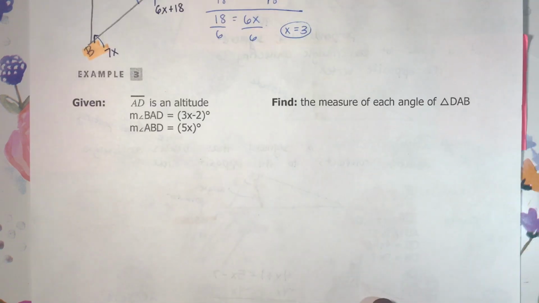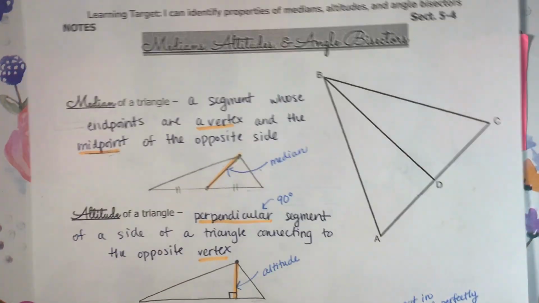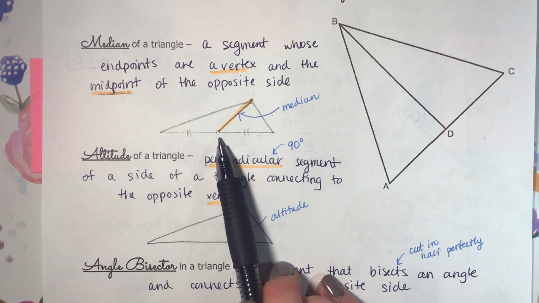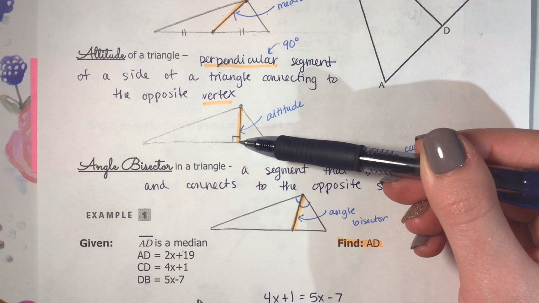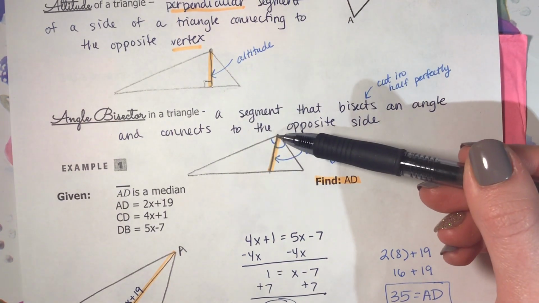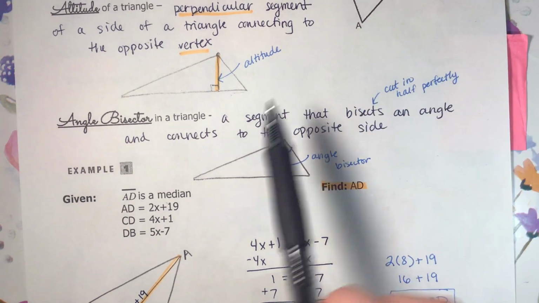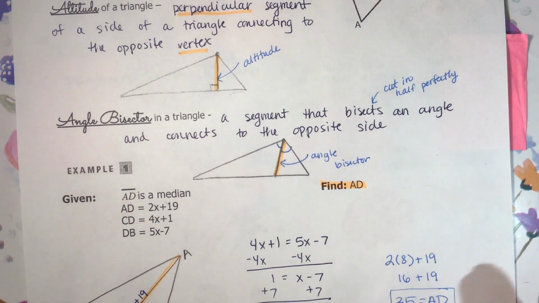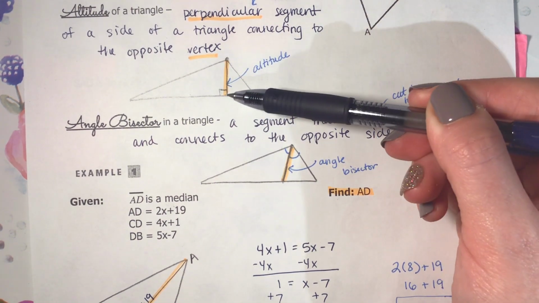Okay, one more problem. This time it is with an altitude. So let's repeat our vocab one more time. A median connects a vertex to the middle of the other side. An altitude connects a vertex perpendicularly to the other side. And an angle bisector connects the vertex and the opposite side while the angle's being bisected. We want altitude for this one because in our problem it said AD is an altitude. So I now know that it's going to connect a vertex perpendicularly to the opposite side.